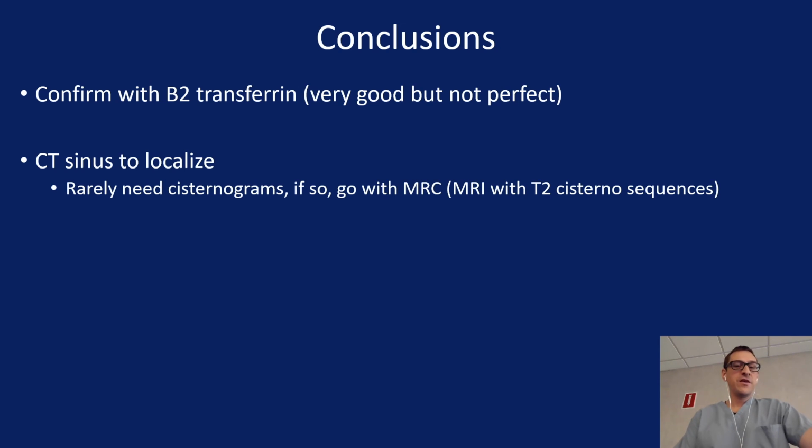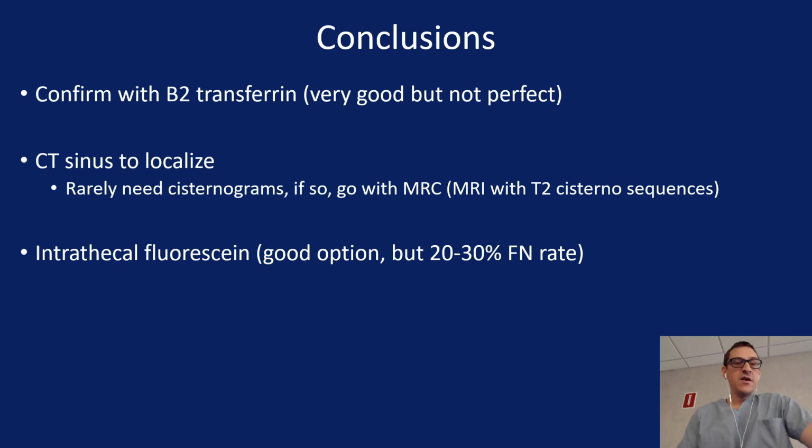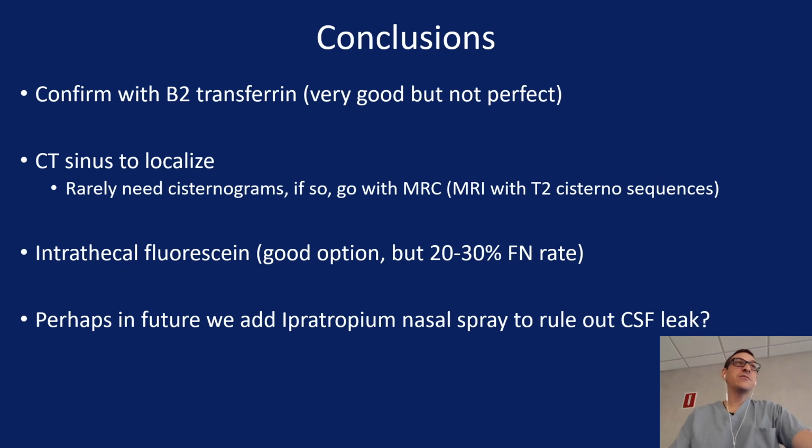It's non-invasive, and you just type in the comments, please get T2 cisternogram sequences. Intrathecal fluorescein is a nice option. You have to be familiar with how to do it and have somebody to place a lumbar drain and such. But we have to keep in mind the false negative rate, 20 to 30%. And in the future, maybe we add ipratropium to the paradigm to rule out CSF leaks. Time will tell. Thanks.